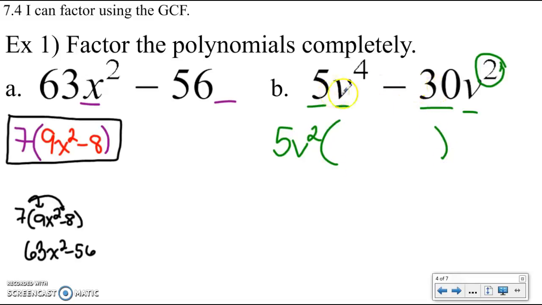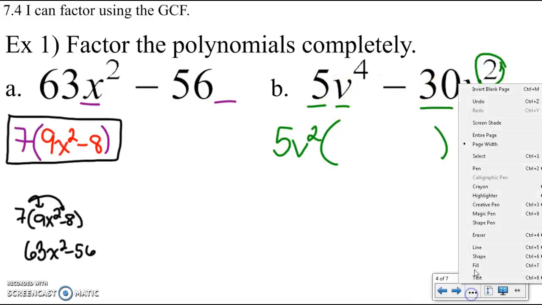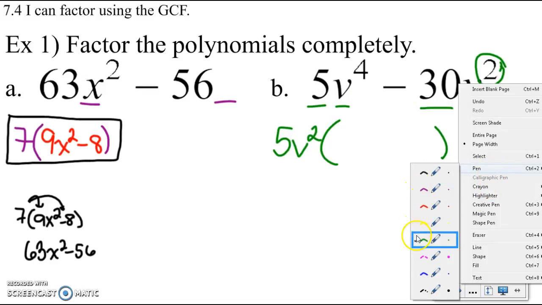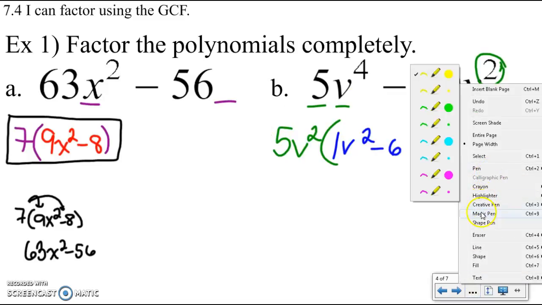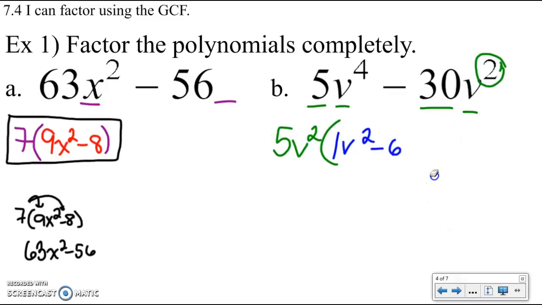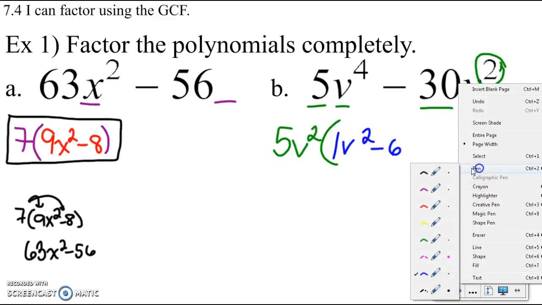Okay, so I can divide both of the numbers by 5. Smallest exponent on the v's is a 2, so I'm going to take out a v squared. Then I'm going to divide. 5 divided by 5 gives me 1. If I had 4 v's here, but I took 2 of them out, that means I have 2 left. So I have v squared left. And negative 30 divided by 5 is negative 6. If I had 2 v's and I took 2 v's out, that means I don't have any v's left. So I'm not going to put a v next to that 6.